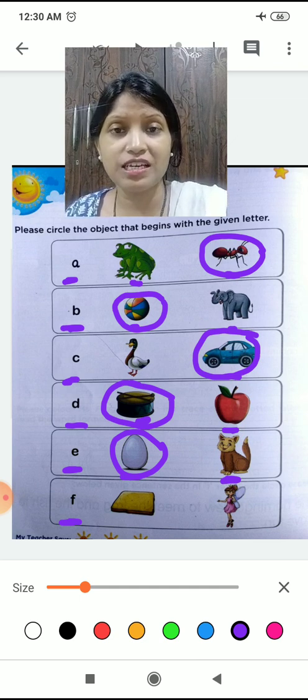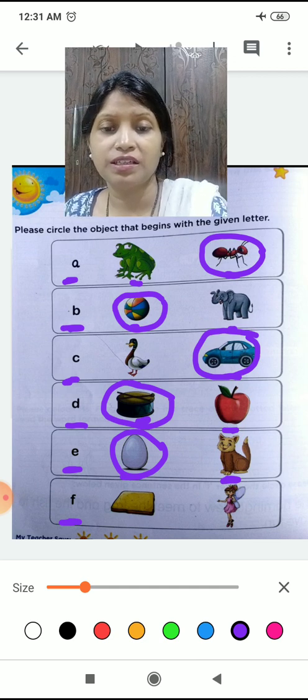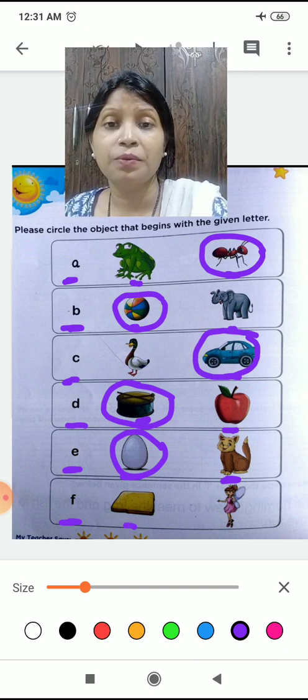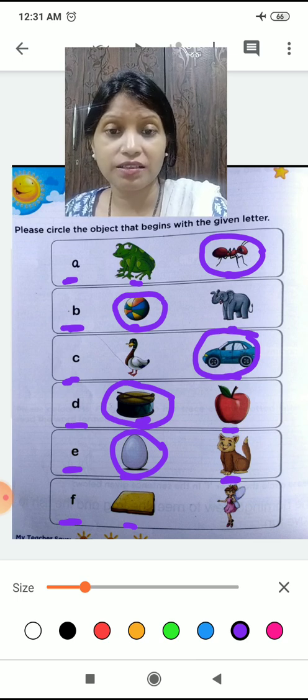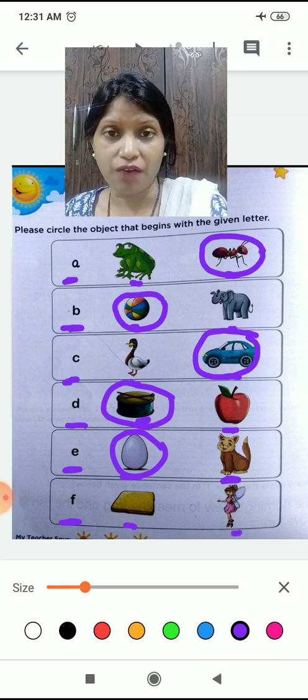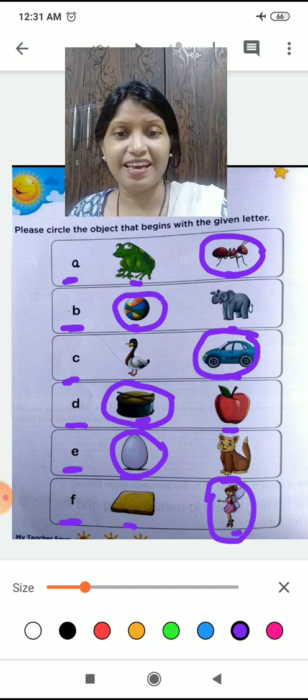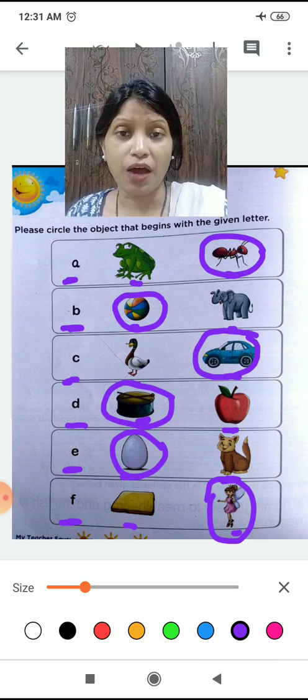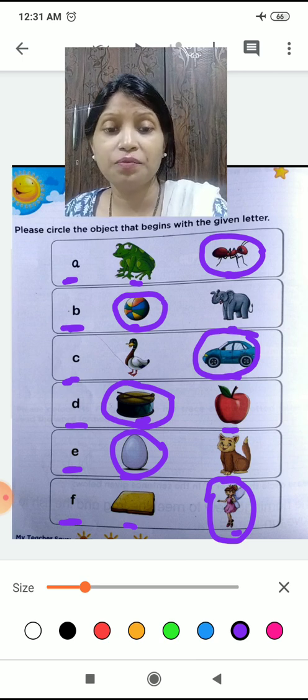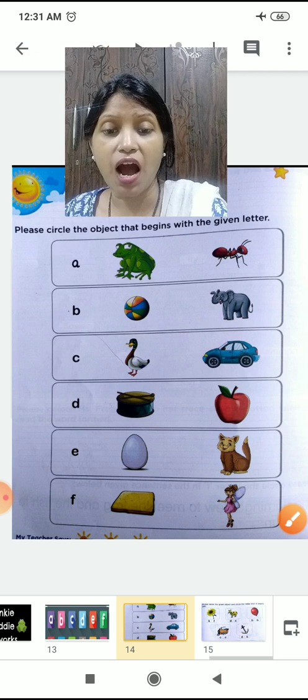F. What is this? It's a bread. So, F is for bread, children? No. This is fairy. F is for fairy, children. Yes. So, circle it. Okay. So, in this way, you have to identify the right object which has those particular sounds.